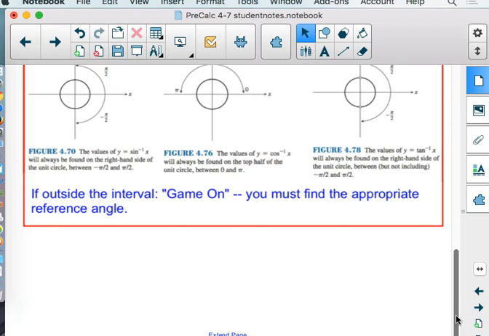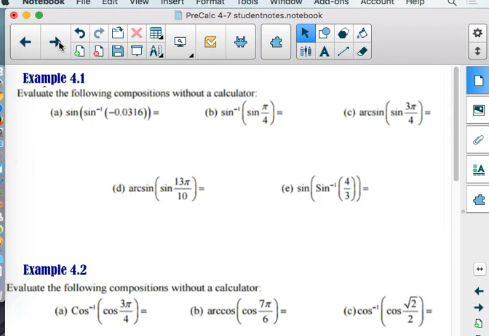What's the first thing you have to do? Innermost parentheses, then work your way out. That's just how math has always worked. So on the next page, we see evaluate the following compositions without a calculator. Well, that is always a good thing. Okay. So I see in there that I'm supposed to take the inverse sine of -0.0316. Okay. So that's obviously in radians there.